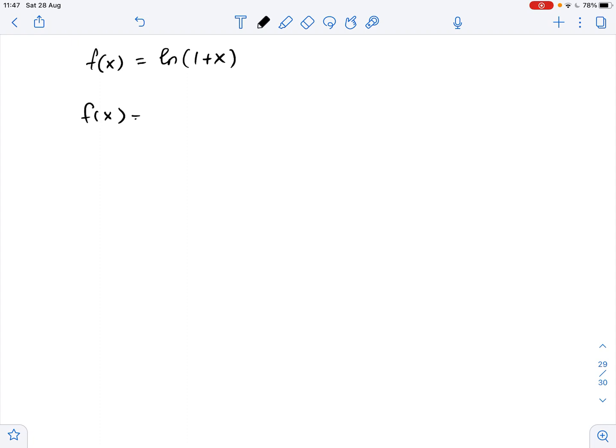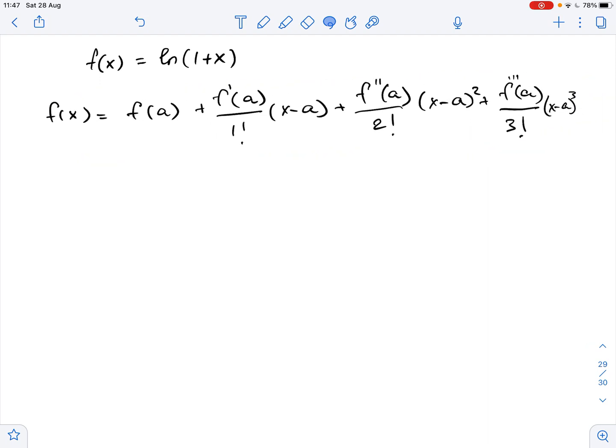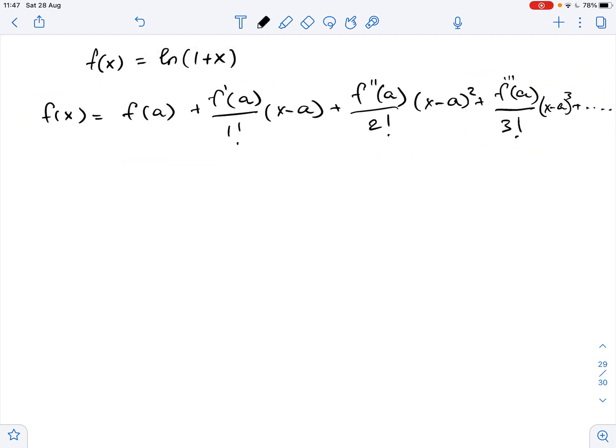the Taylor series of function f of x can be written down as f of a plus f prime of a over 1 factorial times x minus a plus the second order derivative of f of a over 2 factorial times x minus a squared plus the third order derivative of f of a over 3 factorial times x minus a cubed, and so on.